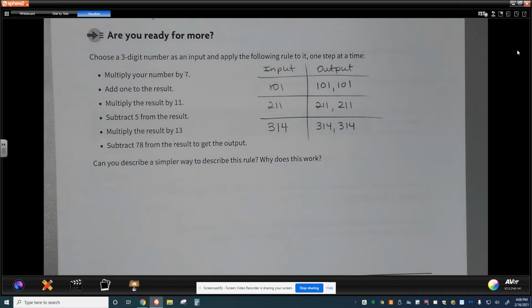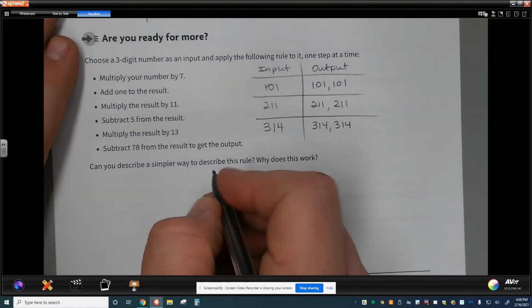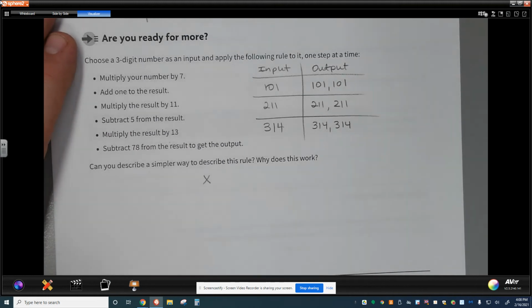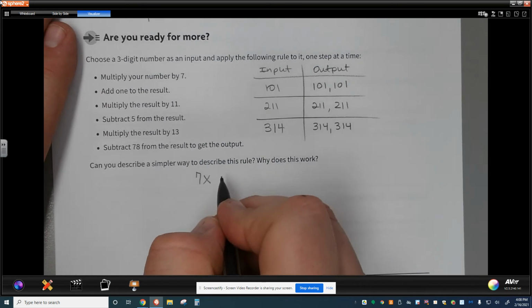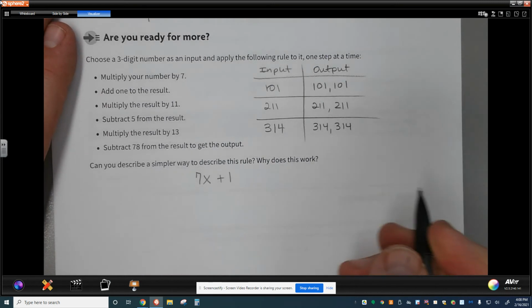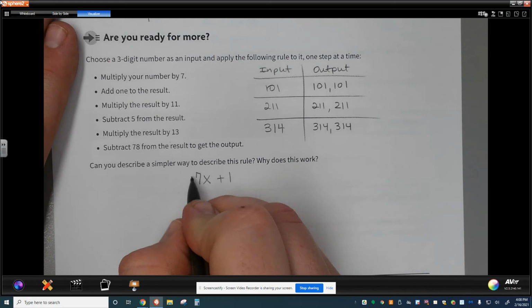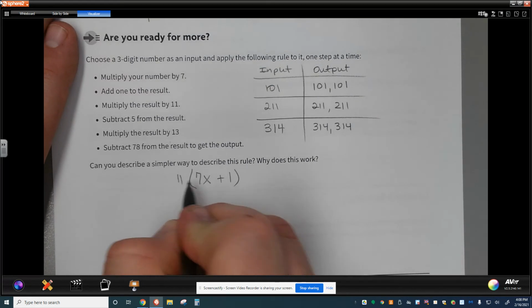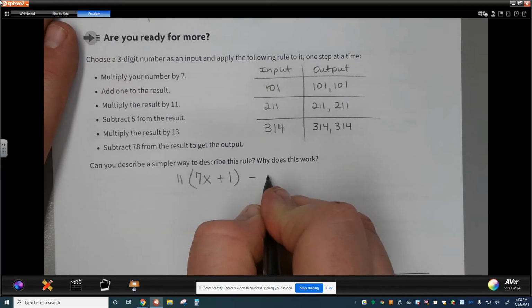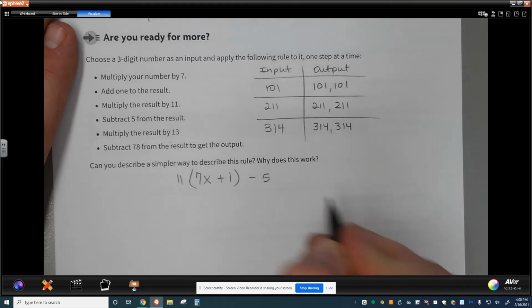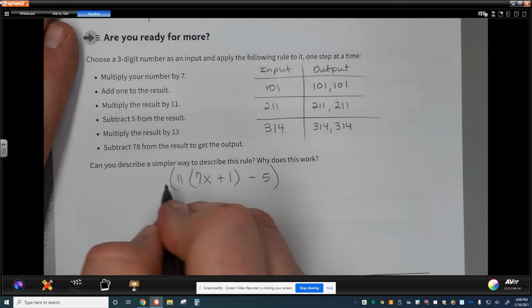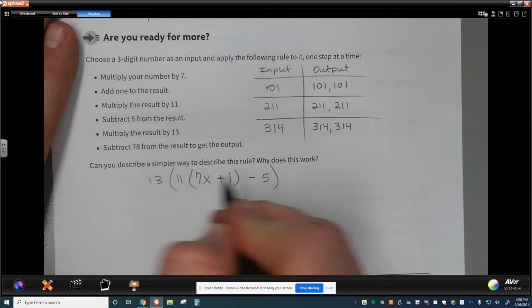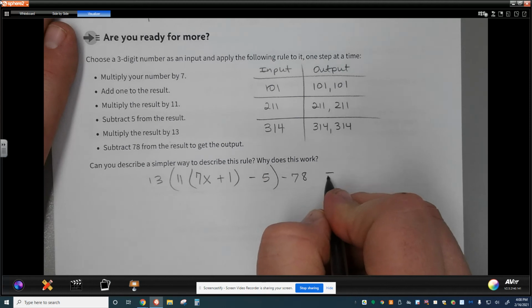I'll give you help with one part of it, but you're going to have to come up with the second part of it. We are told to pick any 3-digit number I want. Multiply that 3-digit number by 7, add 1 to that result, and then multiply that result by 11, and then subtract 5 from that result, and then multiply all of that result by 13, and then subtract 78. But what does that equal to?